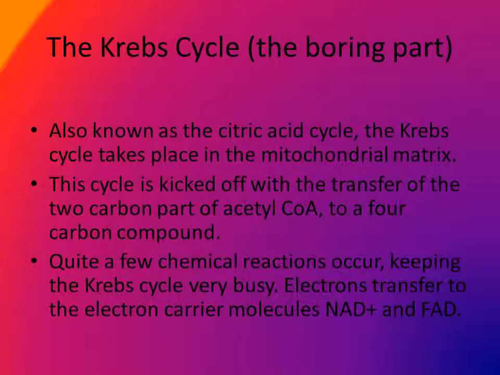The Krebs cycle, also known as the citric acid cycle. The Krebs cycle takes place in the mitochondrial matrix. This cycle is kicked off with the transfer of the two-carbon part of acetyl-CoA to a four-carbon compound. Quite a few chemical reactions occur, keeping the Krebs cycle very busy. Electrons transfer to the electron carrier molecules NAD and FAD.